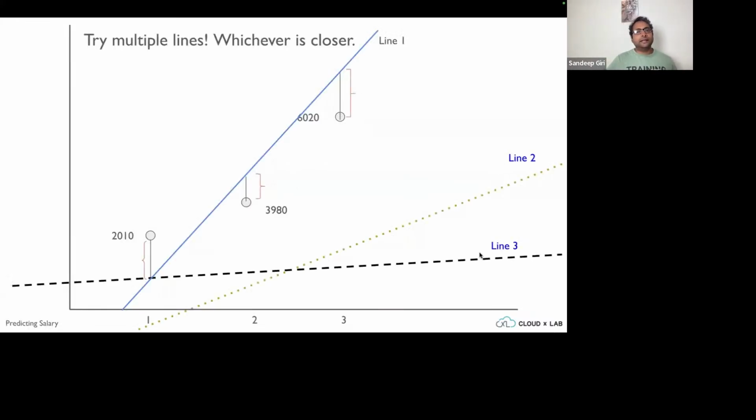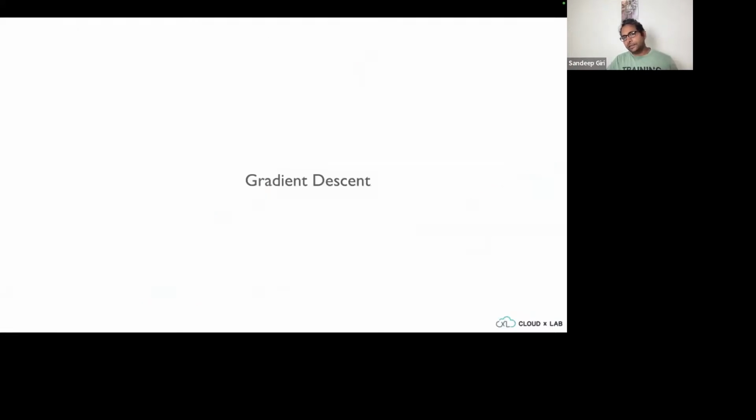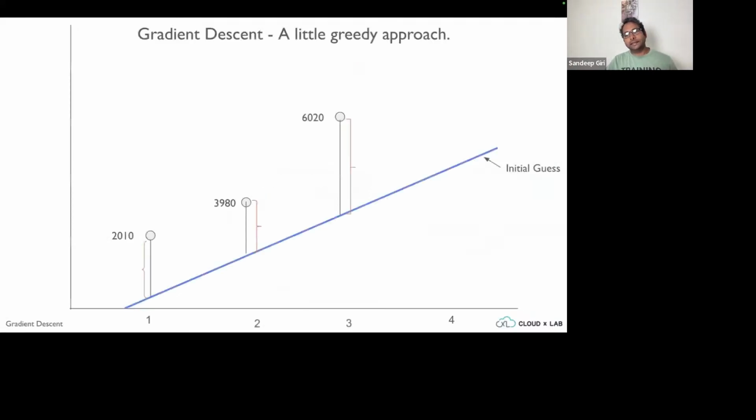There could be infinitely many lines that can be drawn on a 2D graph. And this is where the gradient descent that we have talked about earlier comes in. We draw a random line. In the beginning, we make a guess of slope and intercept.